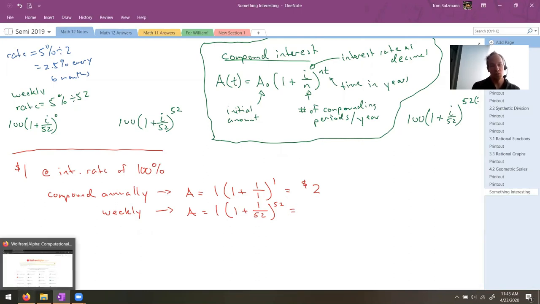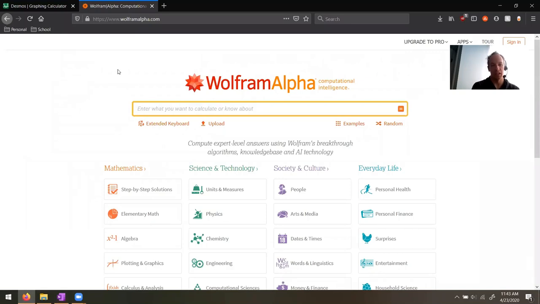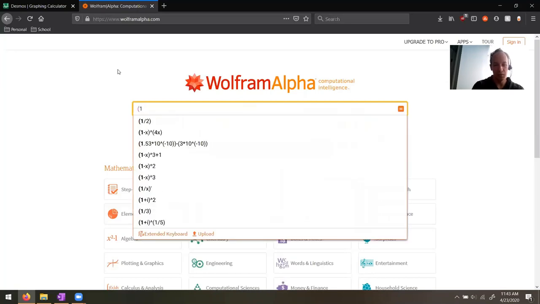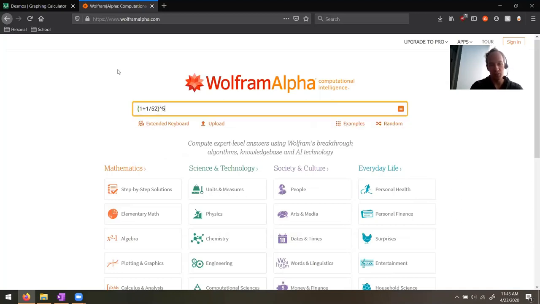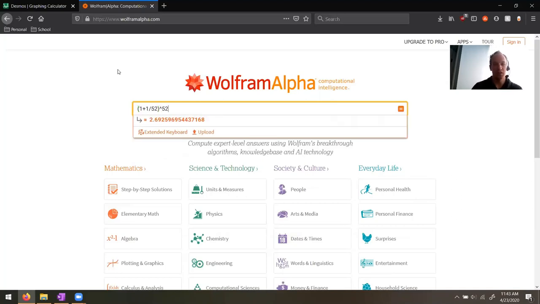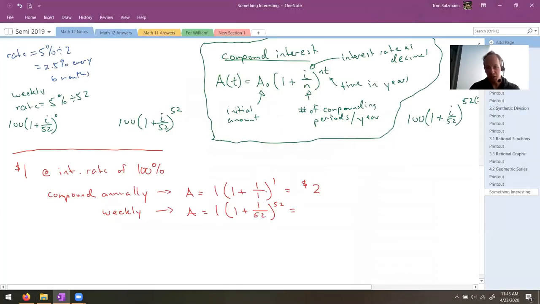If you go over to Wolfram Alpha, I think this is better for these large calculations. We're going to type in 1 plus 1 over 52, and then write to the power of 52. If I type this in, I don't even have to push enter, it's going to tell me that I'm going to have $2.69. So that's pretty amazing. The difference between compounding annually and weekly gives us quite a bit more money.